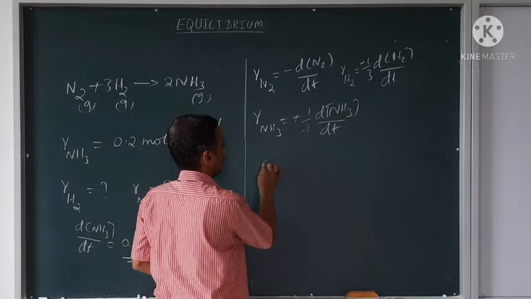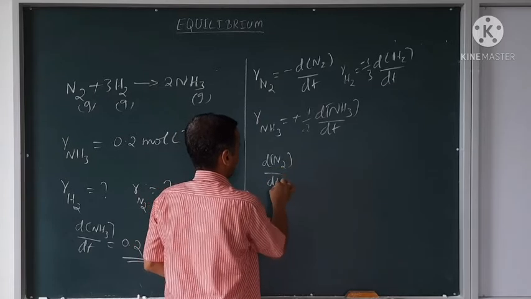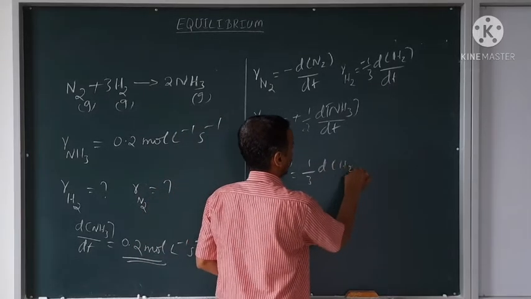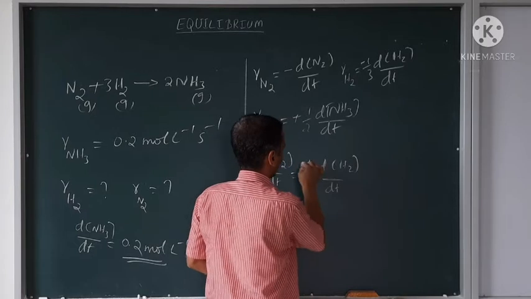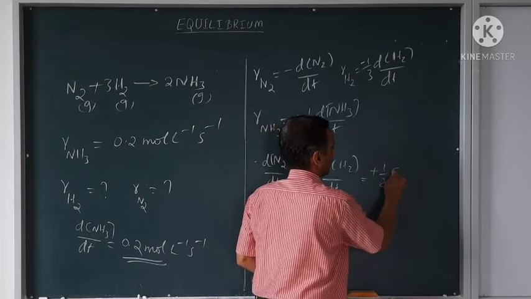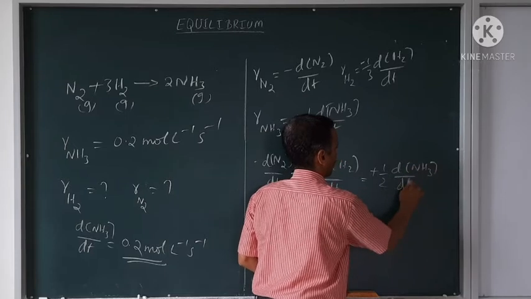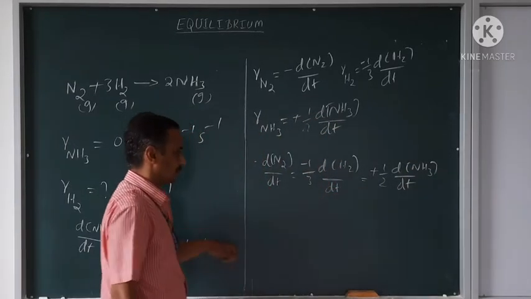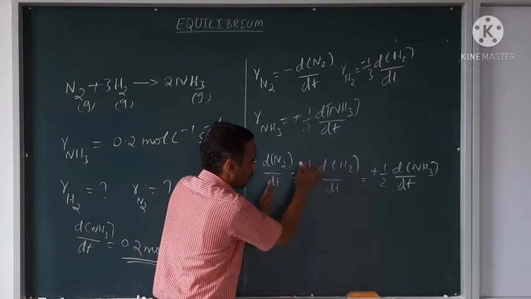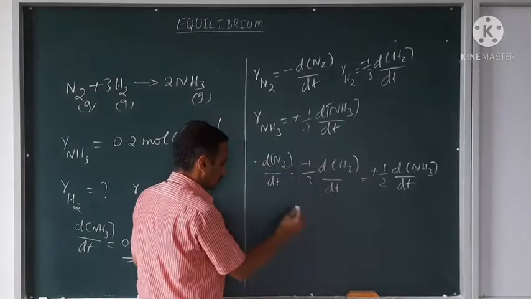Here see, minus d of N2 by dt is equal to minus 1 by 3 d of hydrogen by dt, both are in the negative, which is equal to plus 1 by 2 d of NH3 by dt. So, to calculate for this, what you have to calculate is not 1 by 3, you have to calculate only d of H2 by dt. So, substitute there.